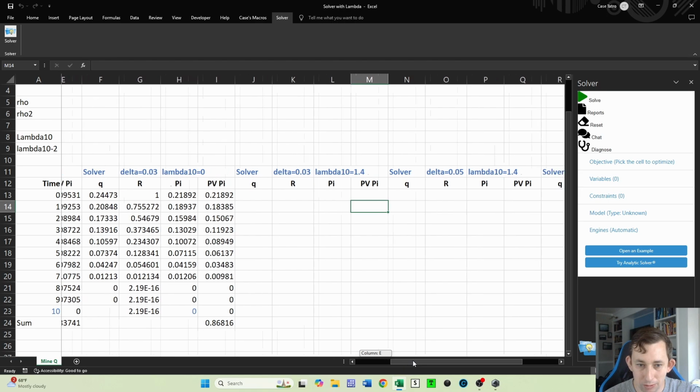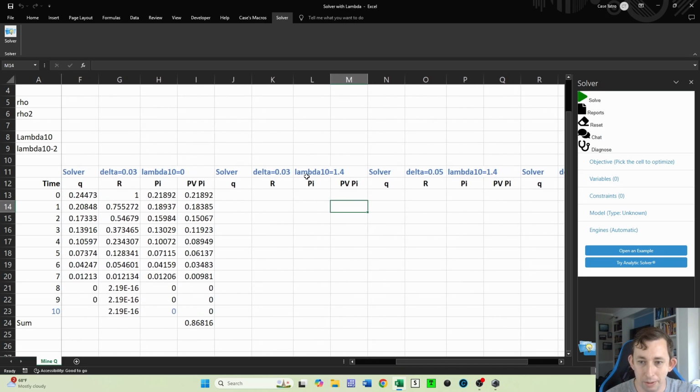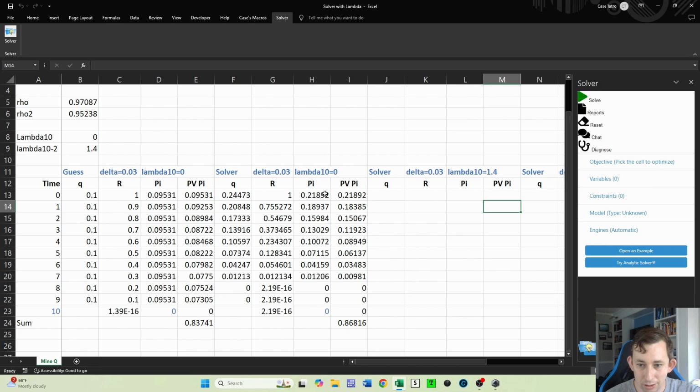And now we're going to move on to when delta is 0.3, but lambda 10 is 1.4. So what I'm going to do is go back to this column right here, this initial guess. One thing I'm going to do is lock the column here. So I'm going to lock these A's.